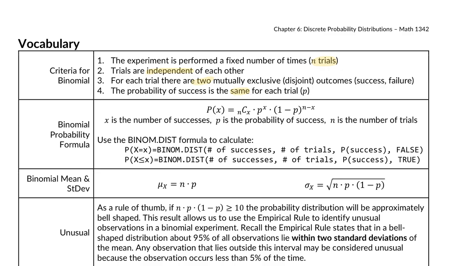Technically, the binomial probability formula based on algebra and Pascal's triangle is this bad boy, but you probably won't use it because instead of having to go through all of this mess, we're going to use the Excel version.